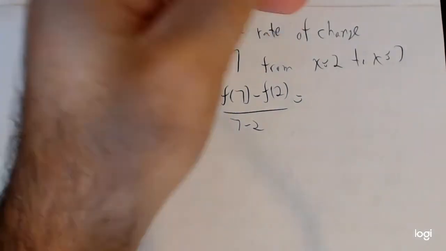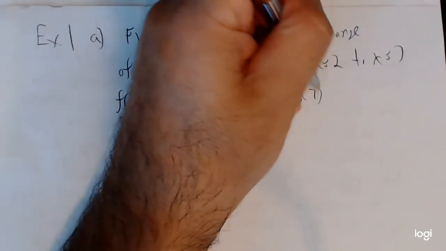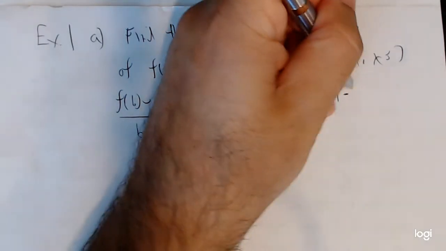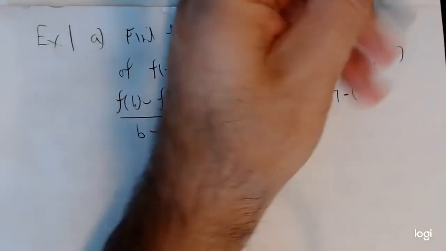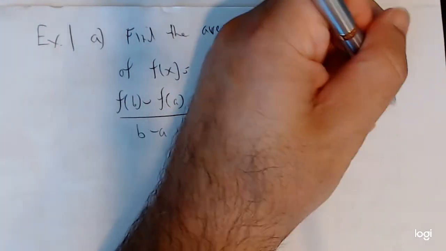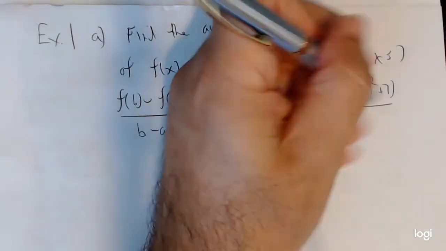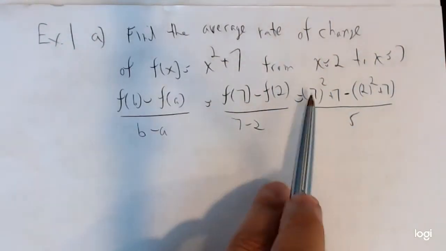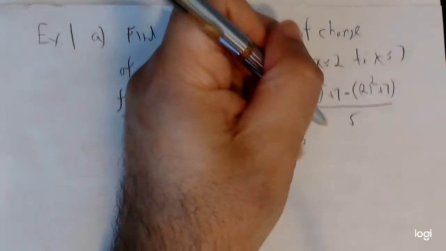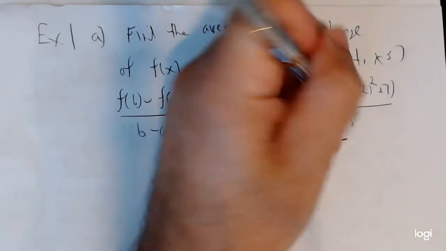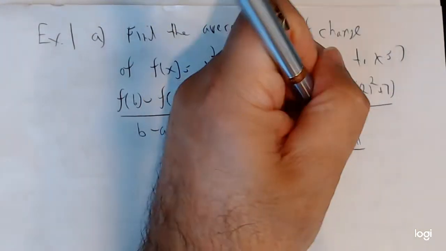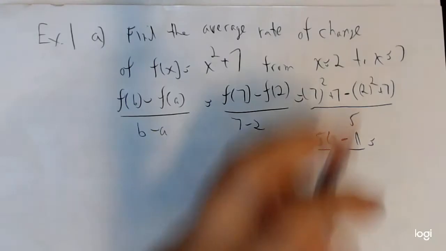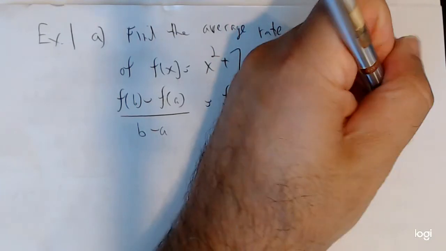So what's f of 7? That'll be 7 squared plus 7, minus, and I'm putting parentheses because this minus belongs to the whole thing, 2 squared plus 7, all over 7 minus 2, which is 5. 7 squared is 49, plus 7 is 56, minus 2 times 2, which is 4, plus 7, is 11, over 5. 56 minus 11 is 45 over 5, which is 9.